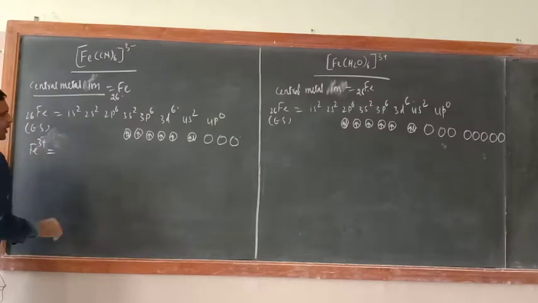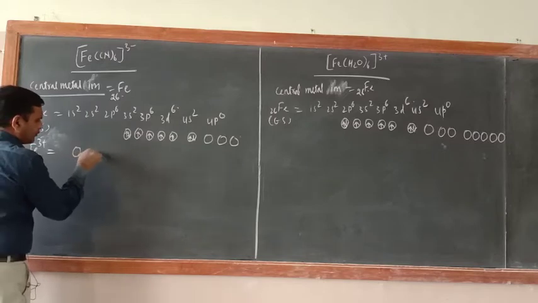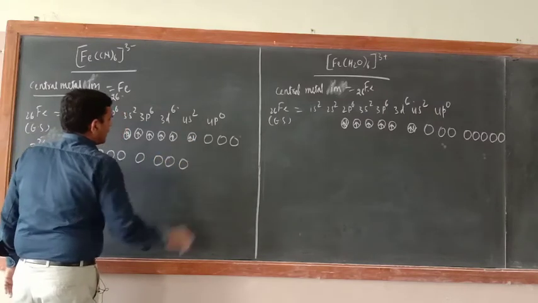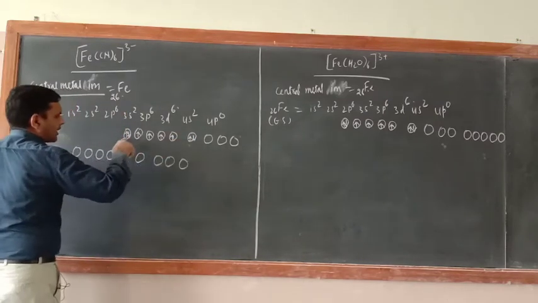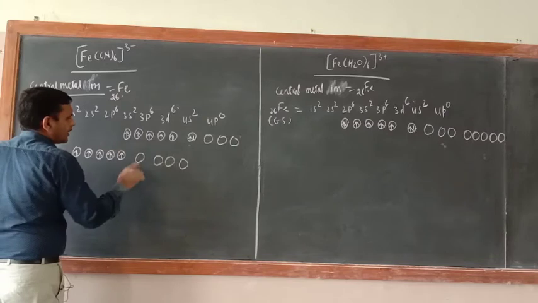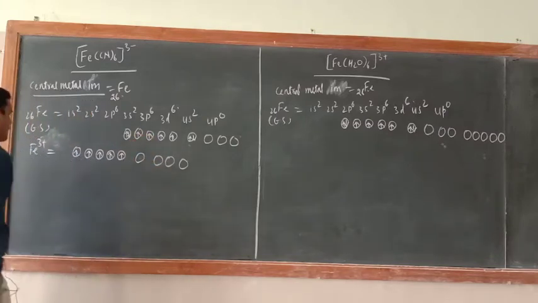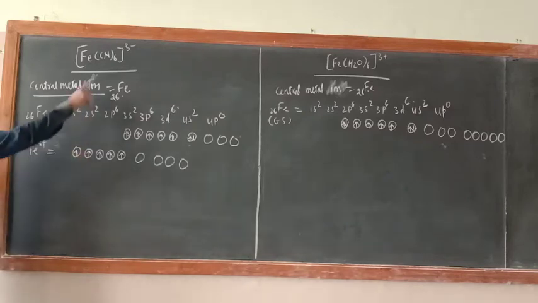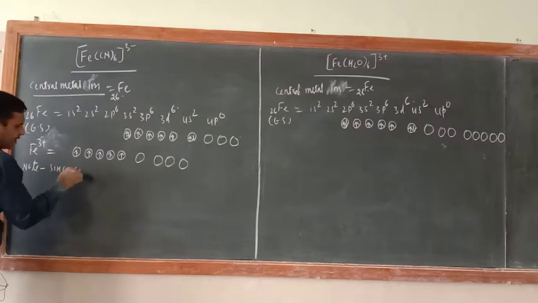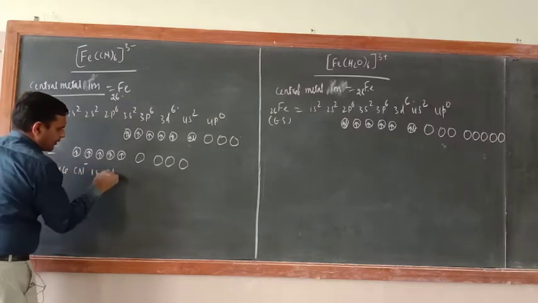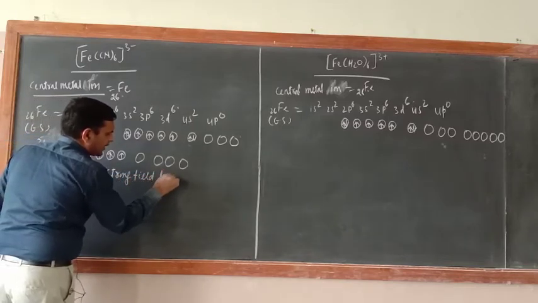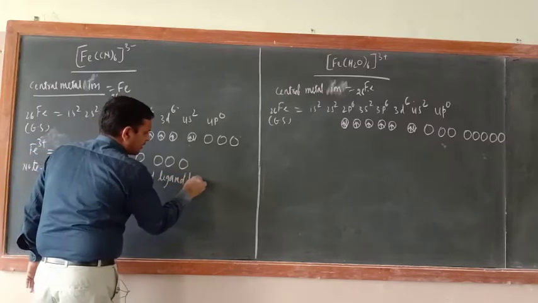Fe3+ means two electrons of 4s and one electron of 3d are removed. So here 1 2 3 4 5. Now this will be vacant, this will be vacant. Now a note should be there. What is the note? CN is a note. Since CN negative is a strong field ligand, hence strong field ligand.